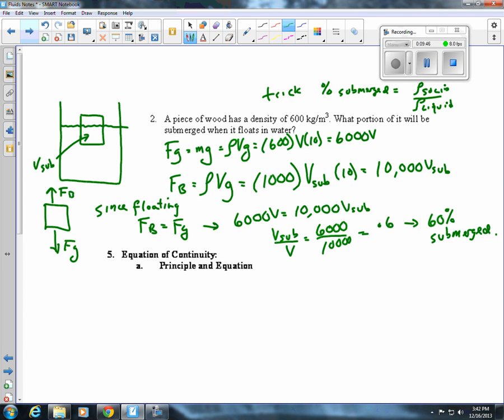But you need to be able to be drawing these free body diagrams and finding gravity and buoyancy forces. So this was a good example of that. If you don't remember this trick, you can always go back to this method to solve it.